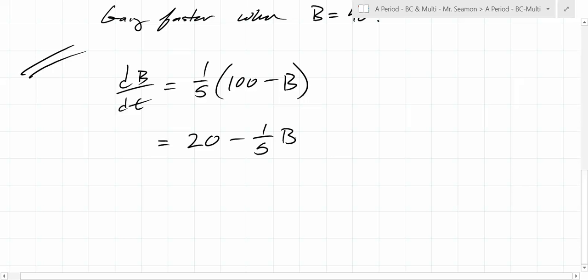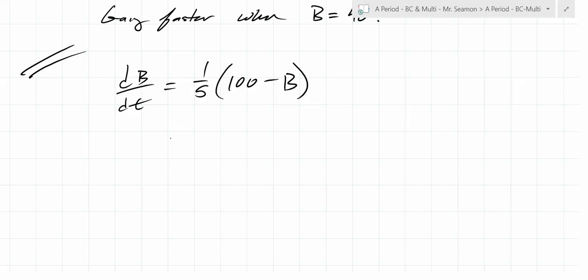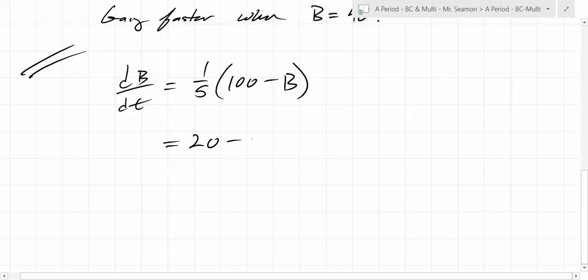Or if you really want to, I know you guys like to do this, you could separate. But do we need to separate here? No, because we're not integrating. You separate when you integrate, right? So you have 20 minus 1/5 b, like this, right?